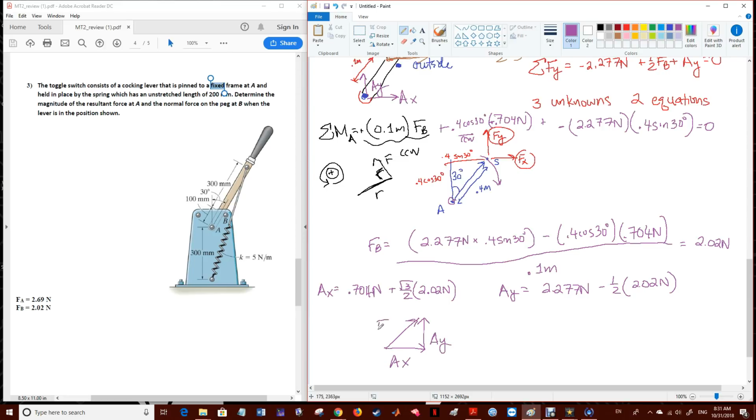To find the hypotenuse, which is FA, according to the notation given in the problem here, the force along A should be the magnitude of these, so AX squared plus AY squared, square rooted. And that'll be your answer, which is given as 2.69 newtons.